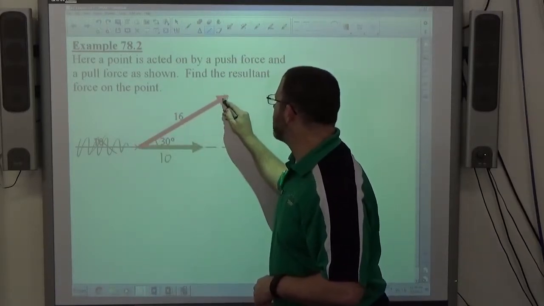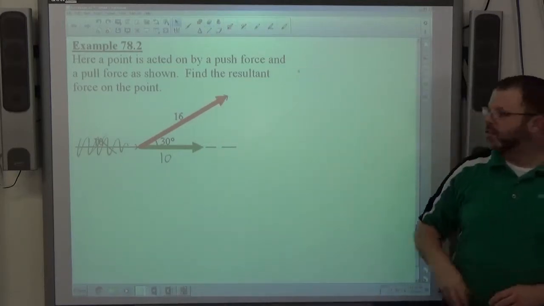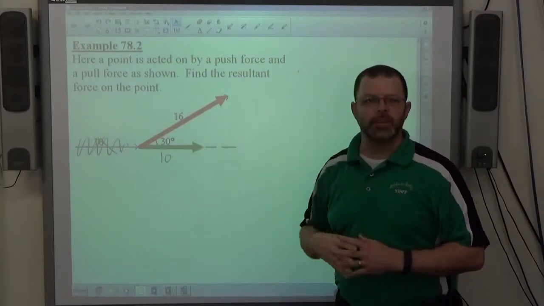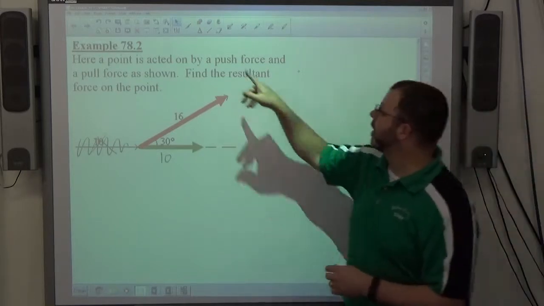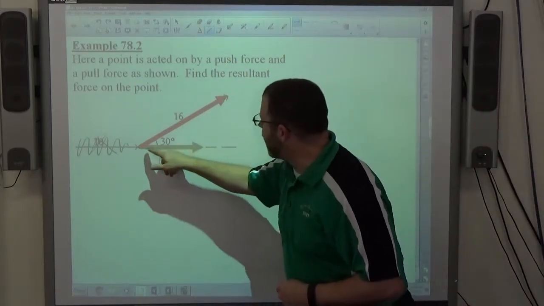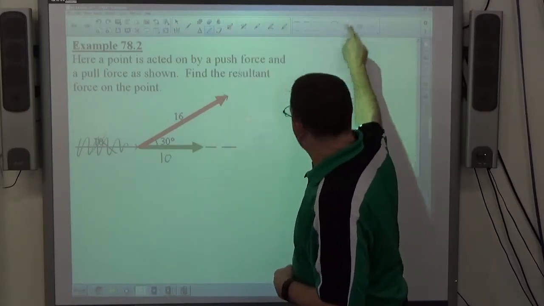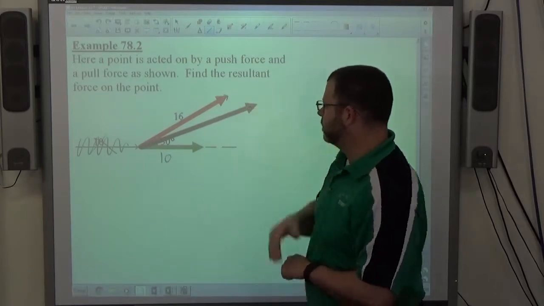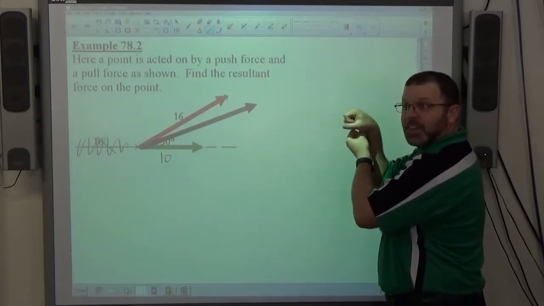Before I do this problem, imagine this happening. All right, there's our two vectors. Somebody's pulling this way with a force of 16. Somebody's pulling this way with a force of 10. Where do you think the resultant vector should be? Well, in the middle of them, right? And not only in the middle, but probably longer than both, right? Somewhere like that.